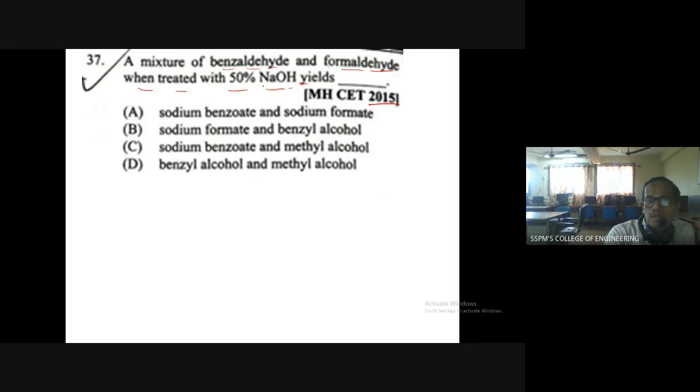Okay, we should be able to first write the structures of the reactants. So the reactant is benzaldehyde. Benzaldehyde can be written as benzene attached to CHO. This is benzaldehyde, plus formaldehyde. Formaldehyde is the first aldehyde, HCHO. So what do we do with both? They are heated with NaOH, 50% NaOH. That means if strong NaOH is added, what will happen?